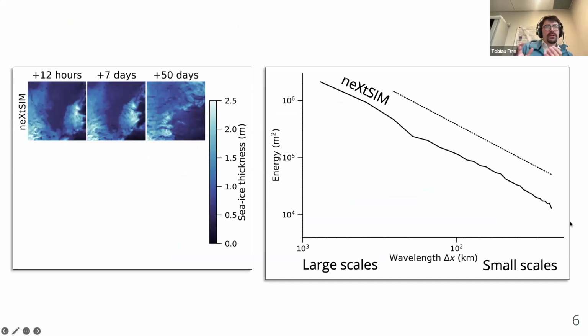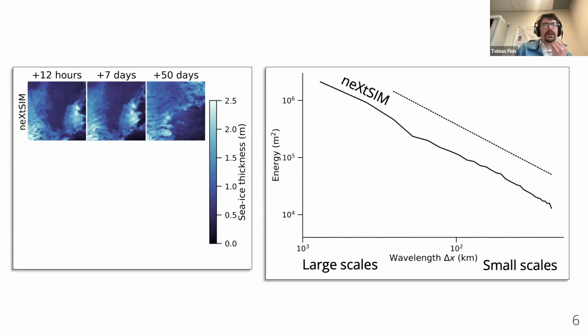So here I show now a snapshot from a simulation from neXtSIM, and the snapshot is the sea ice thickness after 12 hours, after 7 days, and after 50 days. And here I show the average energy spectrum in the sea ice thickness here in black, so the geophysical model. And as we can see, after 7 days, the field looks very much the same as after 12 hours. However, after 50 days, we can clearly see that the situation has completely changed.